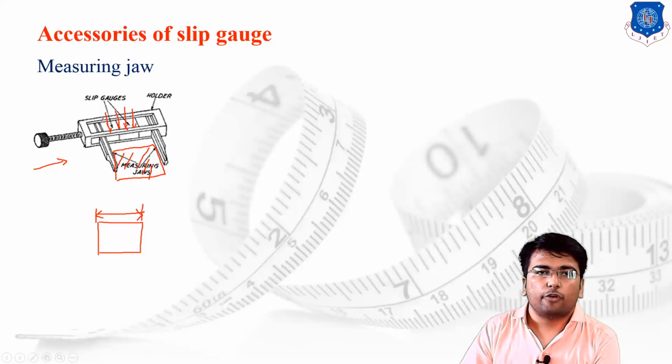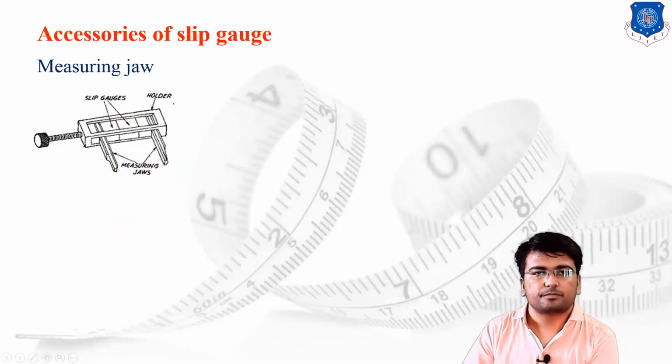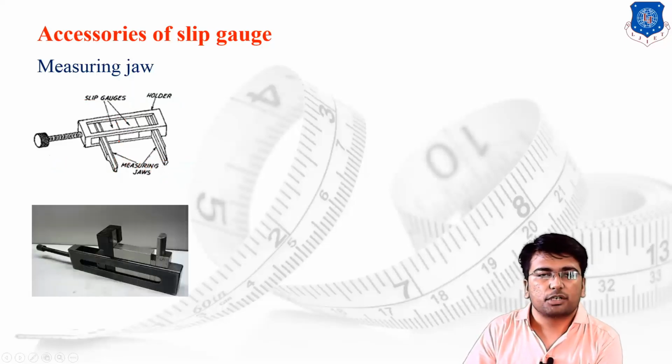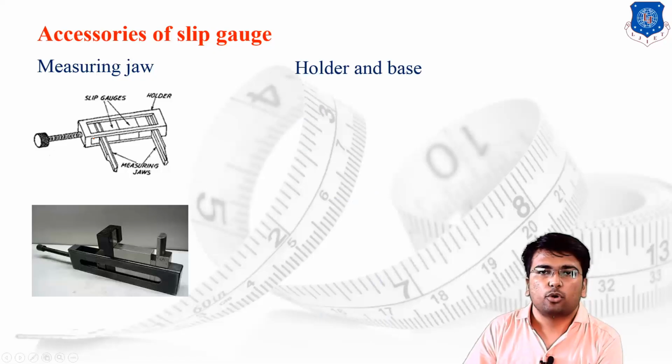So by making a proper physical contact with the measuring jaws and the block, I can make sure that whatever the slip gauges used in between these two particular lines show the total length of this particular block. Once the physical contact has been made, I will simply open this particular assembly and remove this particular stack of the slip gauge, and then count how many slip gauges are used and what is the proper combination of the slip gauge. The figure shows the exact representation of the measuring jaw accessory. And the next one is the holder and base.